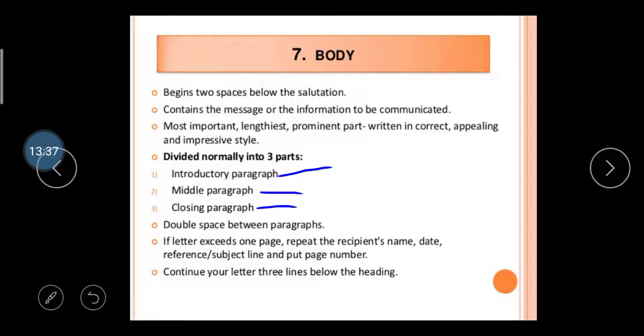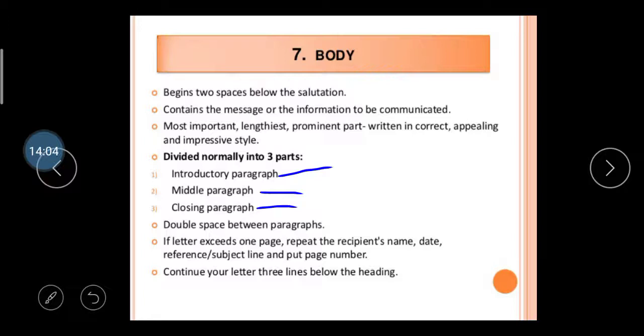Then there is a double space between the paragraphs. Whenever you write a paragraph, you have to leave space between these paragraphs. If the letter runs onto another page, repeat the recipient's name, date, reference, and subject title and put the page number. Then continue your letter from three lines below the heading.